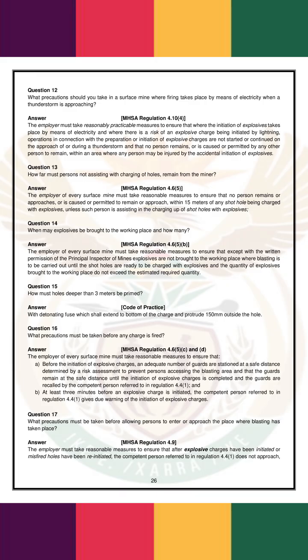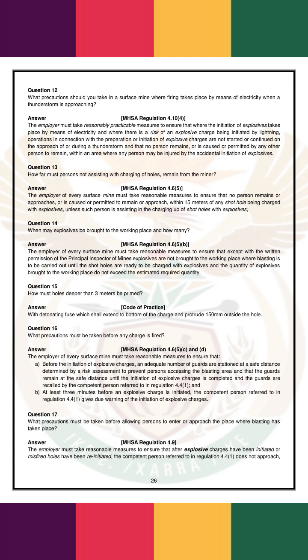Question 15. How must holes deeper than 3 meters be primed? With detonating fuse, which shall extend to the bottom of the charge and protrude 150 millimeters outside the hole.